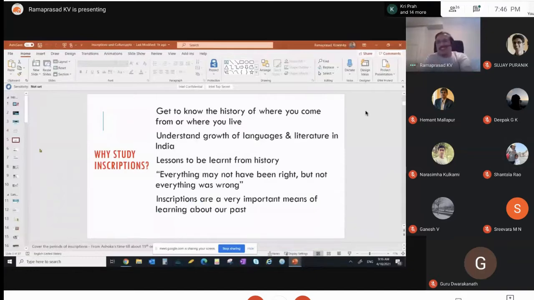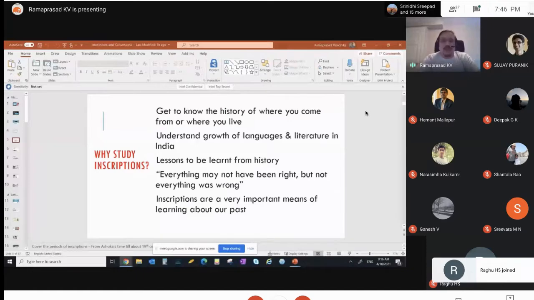Thanks for the confirmation. So why do we study inscriptions? We have all looked at inscriptions in some way or the other. We have read about inscriptions in textbooks, or if you have gone to a temple, very likely you have seen some kind of inscription in those temples. You may have tried to read some of them. You may have wondered about the people who wrote them, or sometimes we cannot read them, and we try to decipher what could be there.